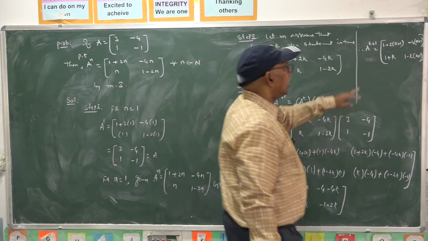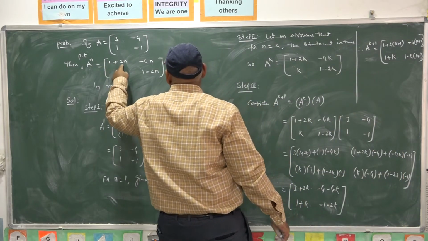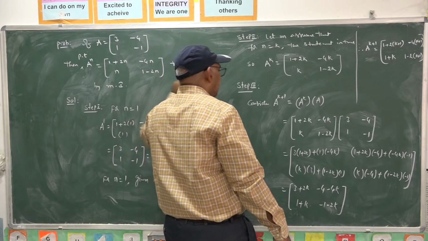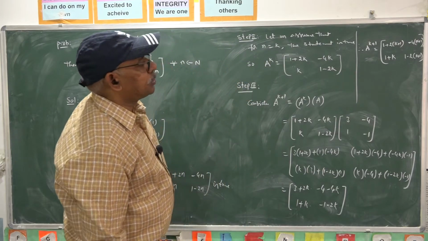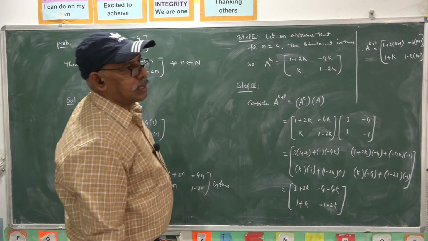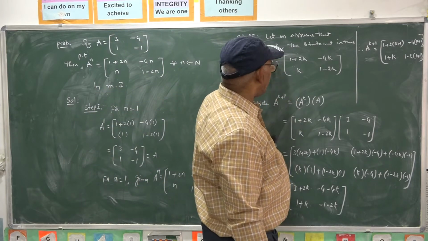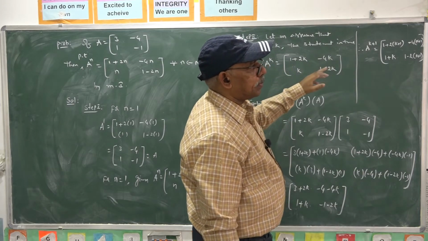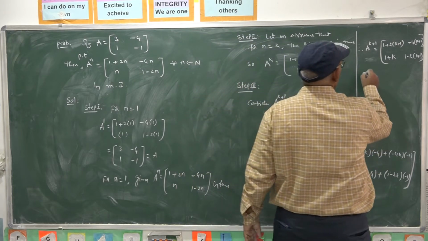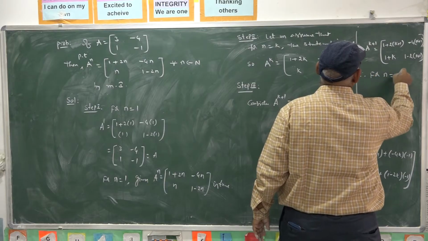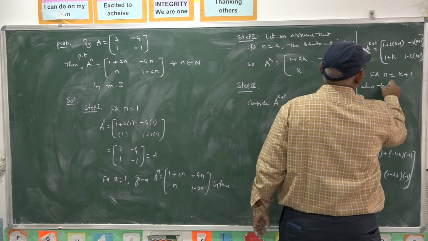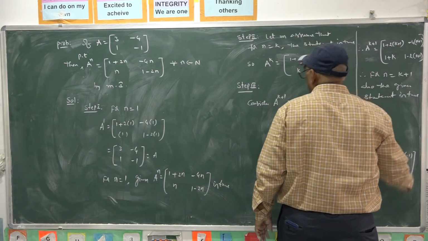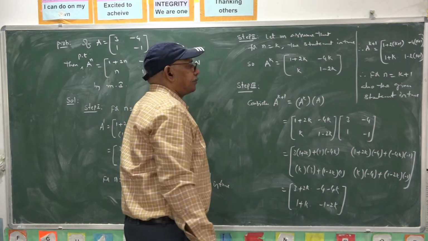So A power k plus 1, replacing n with k plus 1, we get 1 plus 2 into k plus 1, minus 4 into k plus 1, 1 plus k or k plus 1, 1 minus 2 into k plus 1. So this is true for n equal to k plus 1 also. And using this, assuming A power k is true, we are able to prove A power k plus 1 is also true in this case. So for n equal to k plus 1 also, the given statement is true. What is the given statement? If A is this, A power n is this.